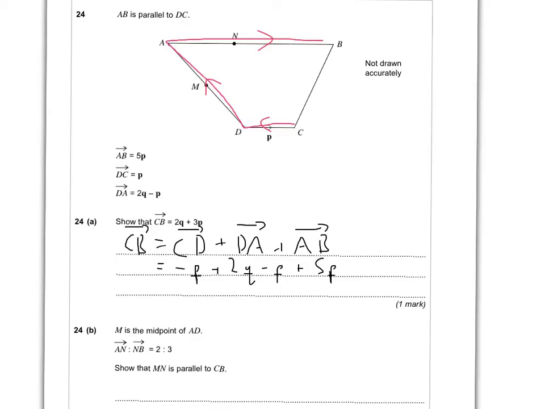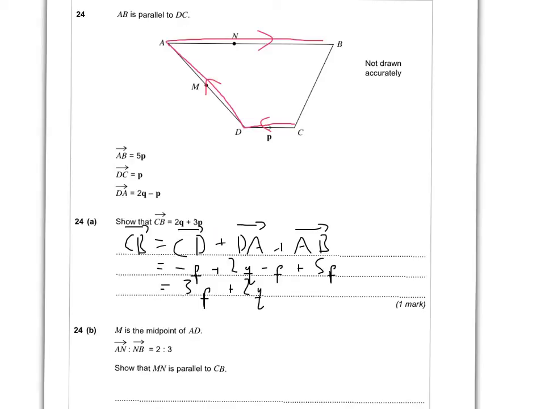Now, just like with regular algebra, I'm going to collect this together. I've got a minus p. I take away another p, that gets me down to minus 2p, and then I add on 5p. That gives me 3p. So I've got 3p's. How many q's have I got? I've got 2q, and I end up getting exactly the same thing as I had here.